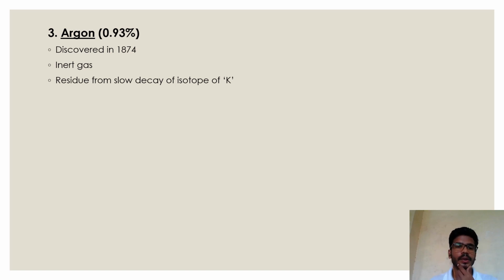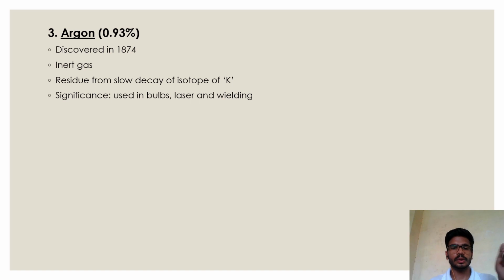And what are its uses? So it is used in bulbs. The tungsten filament in the bulb is surrounded by, or the bulb is filled with, argon gas to produce light. And also it is an important component of lasers, and it is also used in welding.